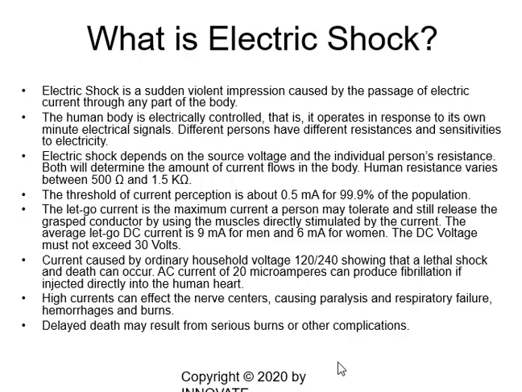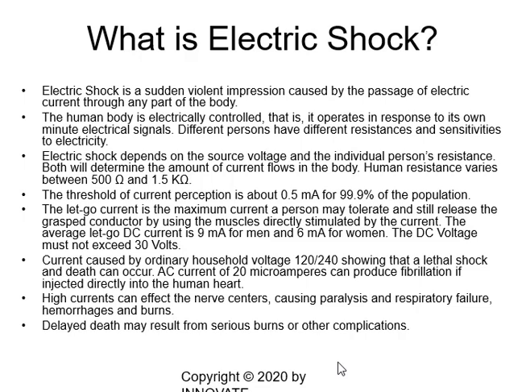Human resistance varies between 500 ohms, if your skin is wet, to 1.5 kilohms, 1,500 ohms. The threshold of current perception is about 0.5 milliampere for 99.9% of the population. Well, this means that 0.5 milliampere is a threshold for 99.9% of the people.